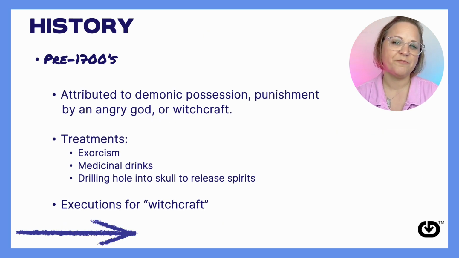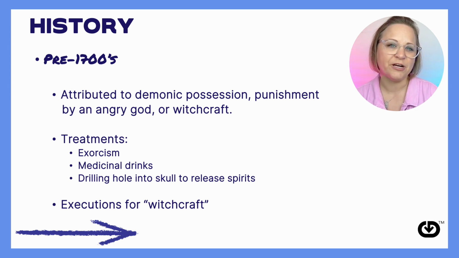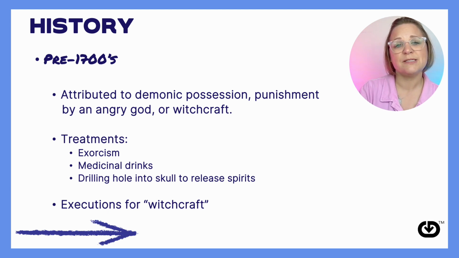Let's talk about the history of mental health care in the world and how we've gotten to where we are today. So in order to understand where we are today, we have to look back. And if we look back pre-1700s, mental illnesses were really attributed mostly to demonic possessions, perceived as being punished by an angry god, or as a result of witchcraft. And the treatments for people with mental illness before the 1700s were things like exorcisms, medicinal drinks, and even drilling holes into the skull to release spirits. And sometimes patients were even executed as being perceived as witches.